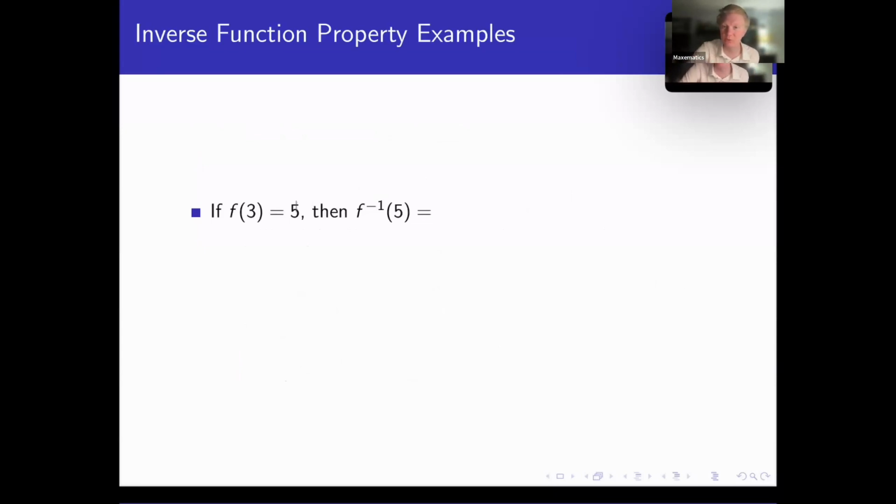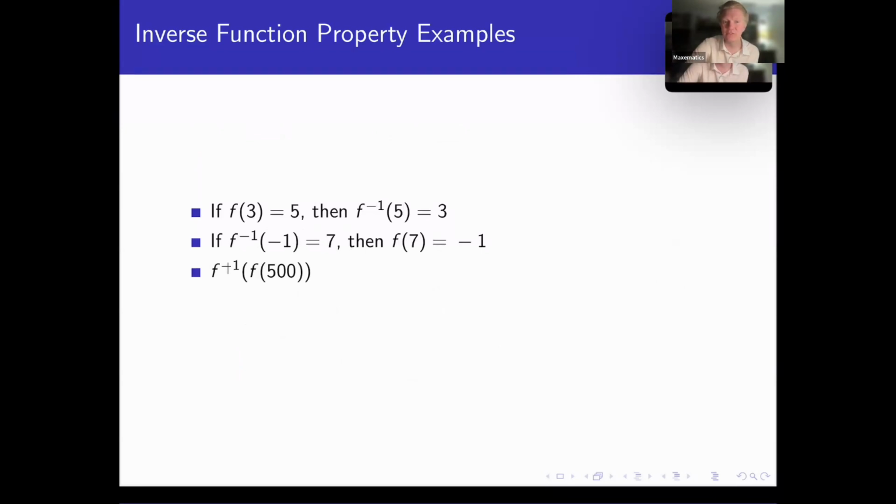If f of 3 equals 5, then f inverse of 5 is 3. If f inverse of -1 is 7, then f of 7 is -1. F inverse of f of 500, assuming 500 is in the domain of f, well, that's just 500.